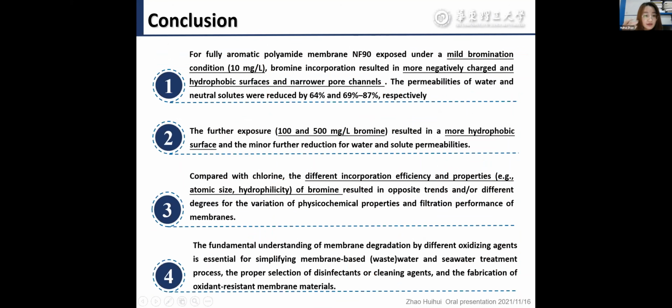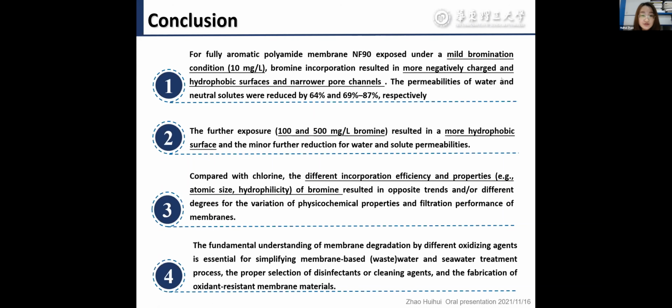Here comes the conclusion part. This study investigates the effect of bromine on physiochemical properties and filtration performance of PA membranes. For the fully aromatic polymer membrane NF90 exposed to a mild bromine condition, that is 10 ppm bromine, the bromine incorporation resulted in a more negatively charged and hydrophobic surface and narrower pore channels. The permeabilities of water and neutral solutes were reduced by 64% and 69% to 87% respectively.